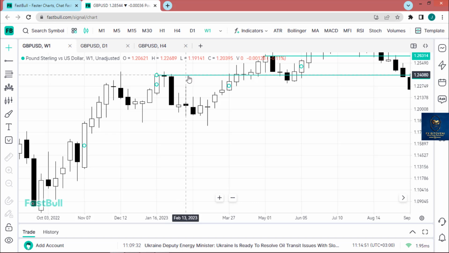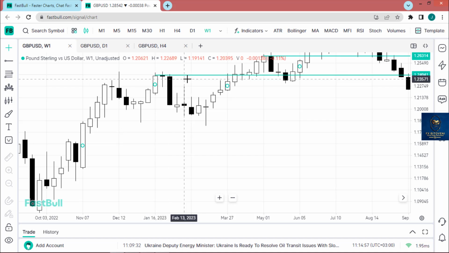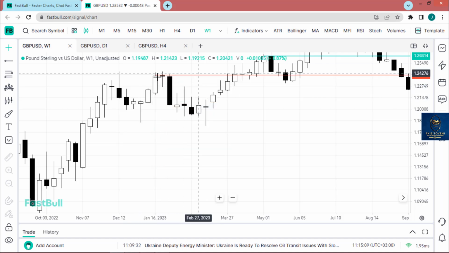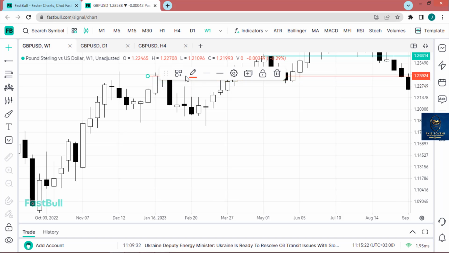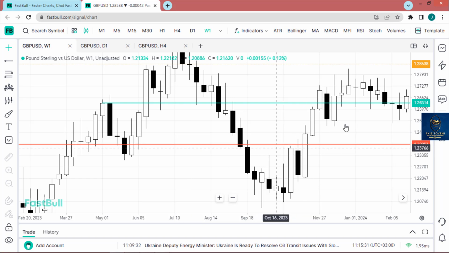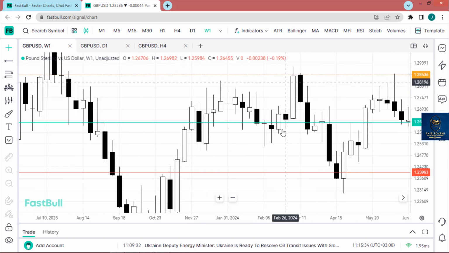You put your horizontal ray on what? On the close price of your bearish candle. If you need to change color of the size, you can change color here by clicking, and you can see you can change the color. Make sure you put your line on what? On the close price of this bullish candle. As you can see, like this. That's it. This is a perfect zone. So that's it. That's how to mark the zone for sell resistance level.